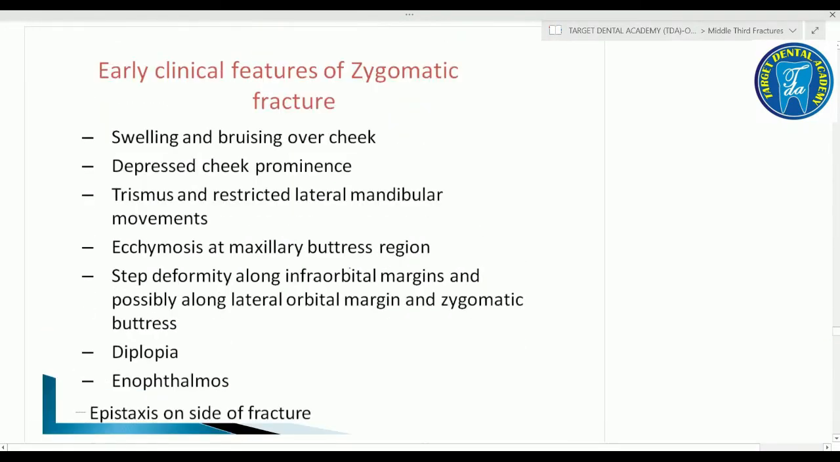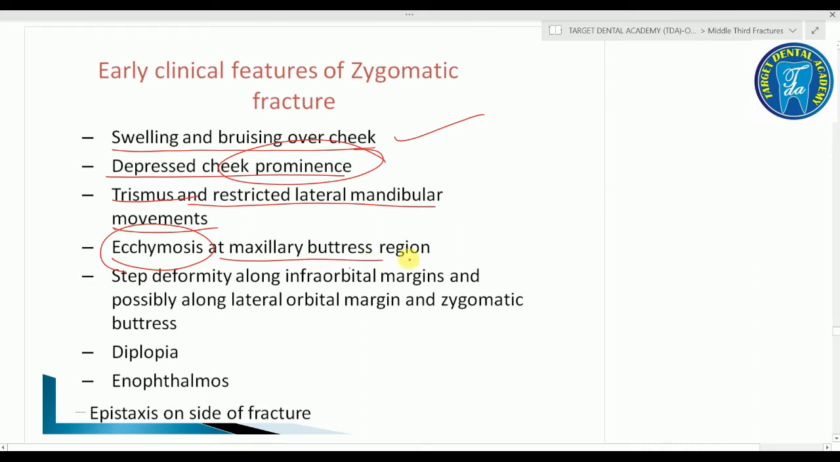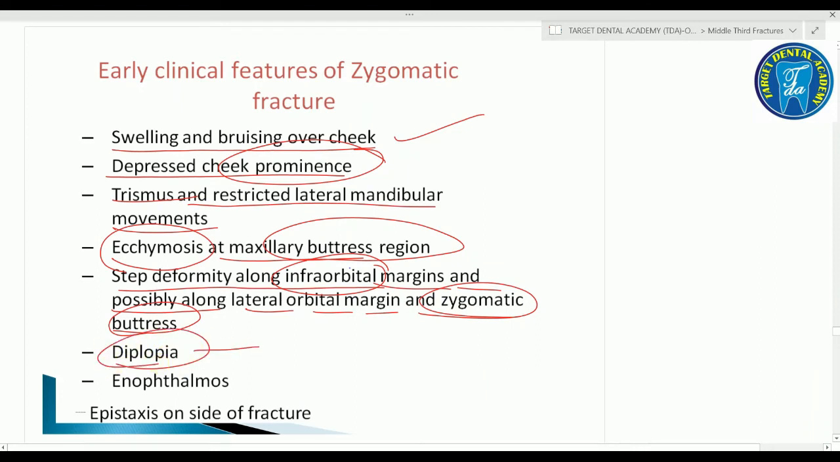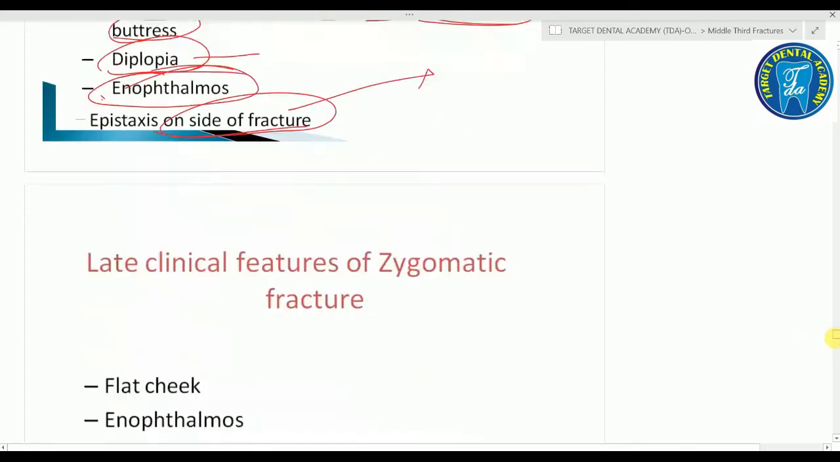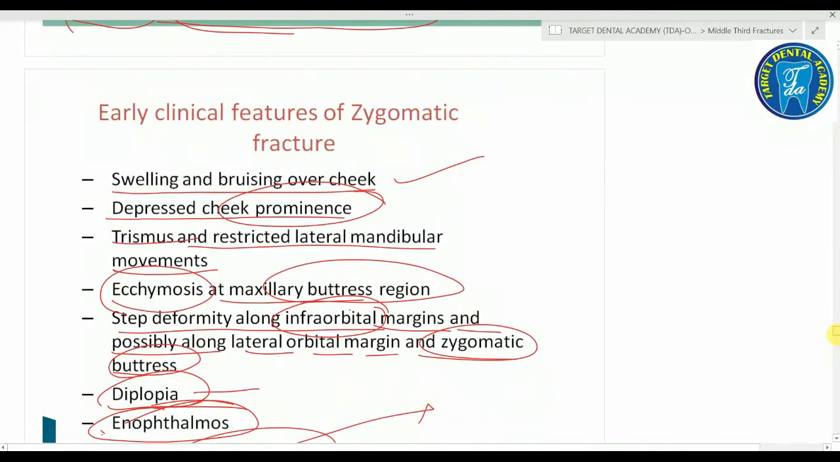So what are the clinical features? The early clinical features are swelling and bruising over the cheek, a depressed cheek prominence, trismus and restricted lateral mandibular movement. You can appreciate the ecchymosis at the maxillary buttress region, the step deformity along the infraorbital margins and possibly along the lateral orbital margin and the zygomatic buttress. You can also see double vision, that is diplopia, enophthalmos and bleeding from the nose on the side of the fracture, that is epistaxis. So these were the early clinical features of the zygomatic fracture.